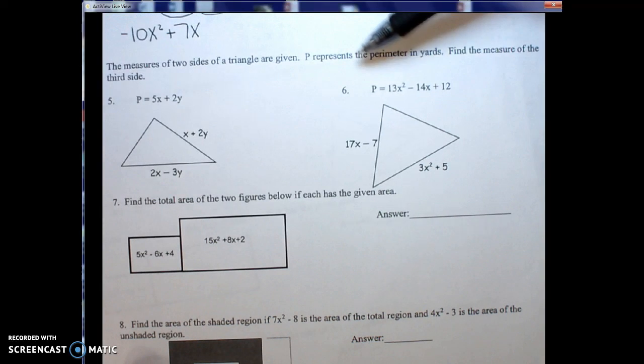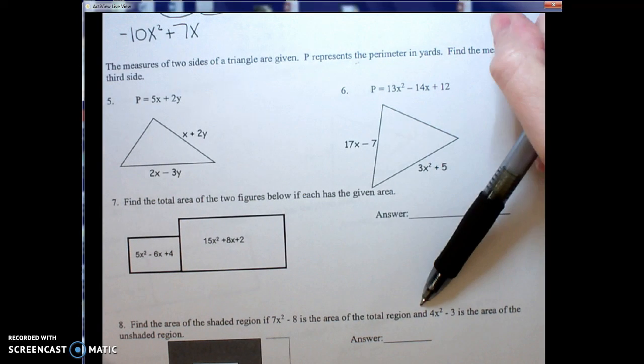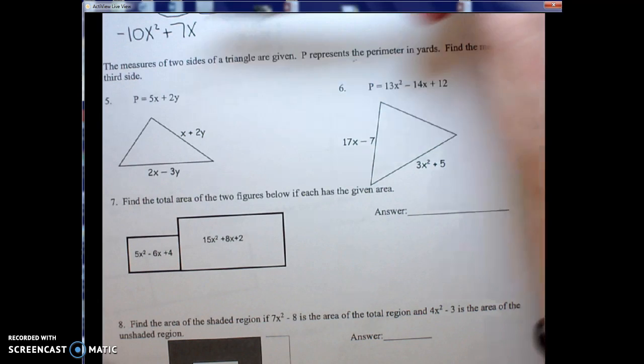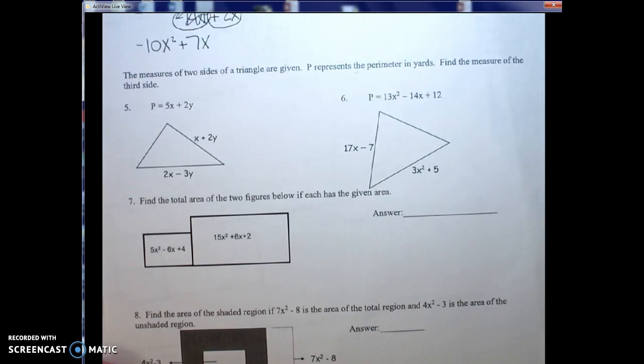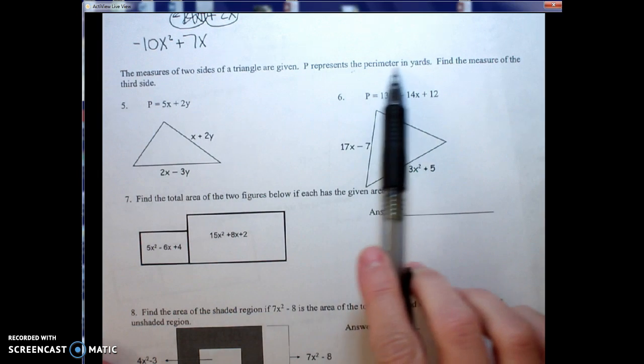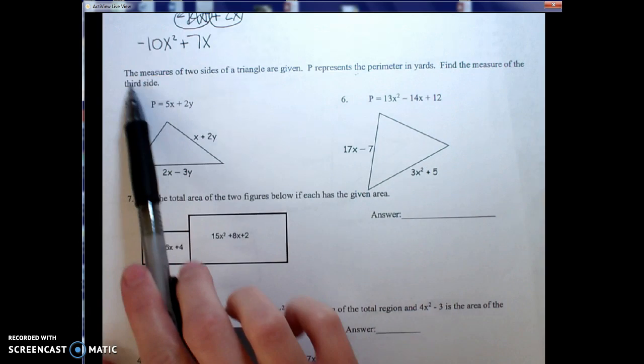Okay, so problems 5 through 8 are talking about area or perimeter, so you have to go through and make sure that you know what they're talking about. Problems 5 through 6 say the measure of two sides of a triangle are given. P represents the perimeter in yards. Find the measure of the third side.